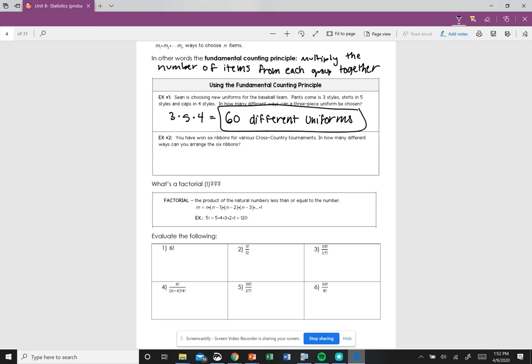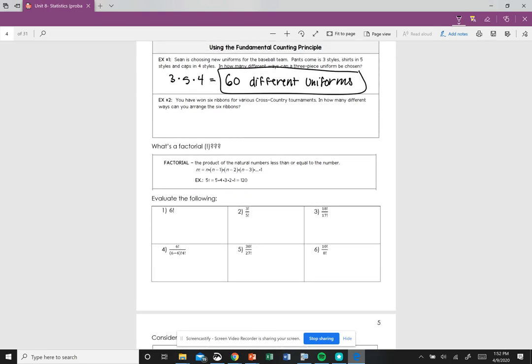Okay. So I want you guys to try the next one on your own. If you can, pause the video. You have won 6 ribbons for various cross-country tournaments. In how many different ways can you arrange the 6 ribbons? So think about this. How many ways can you arrange the first ribbon? 6 different ways. How many ways can you arrange the second ribbon? Well, 5 different ways, because you've already arranged the first. How many ways can you arrange the third item? 4, because there's only 4 ribbons left.